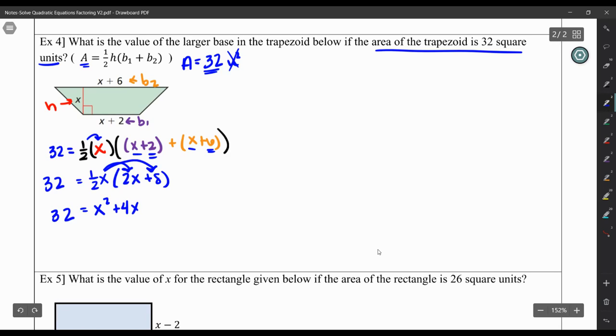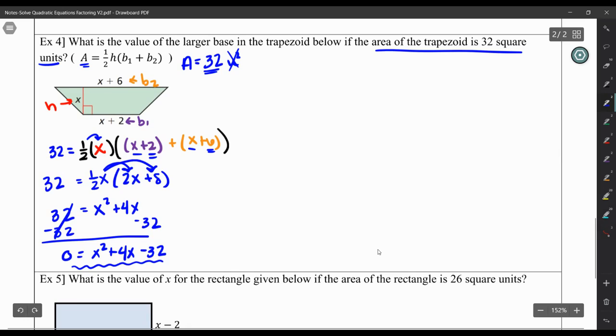This is getting closer to something that I'm used to. Well, solving this, I need everything to one side. So I'm going to subtract 32 to get it into that standard form because I'm trying to solve by factoring. So we've got 0 equals x squared plus 4x minus 32. This is what we're going to have to solve.